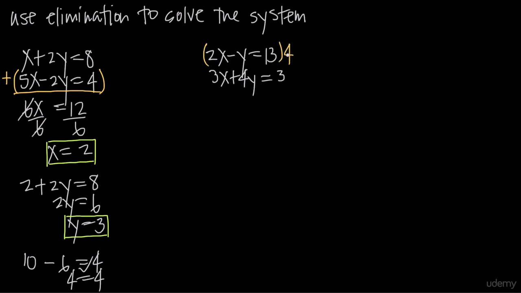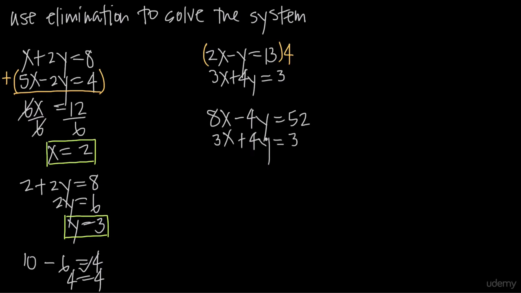When we multiply by 4, we have to distribute the 4 across every single term in the equation on both sides. So 4 times 2x will give us 8x, 4 times a negative y will give us negative 4y, and 4 times 13 is 52. So we've changed that first equation. Let's go ahead and write our second equation underneath it. So 3x plus 4y equals 3.